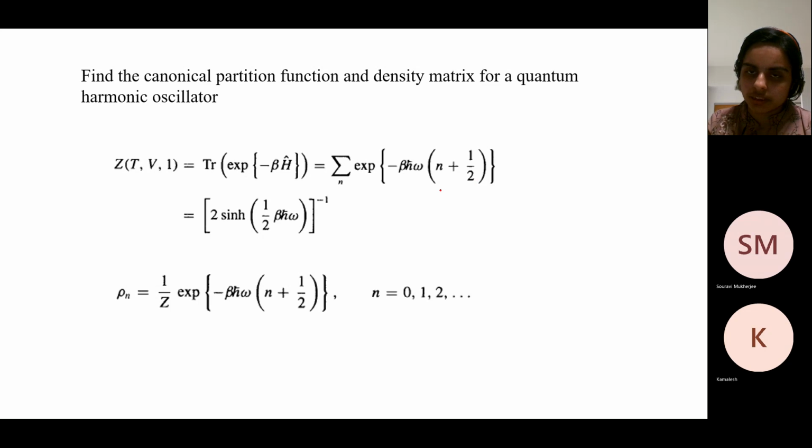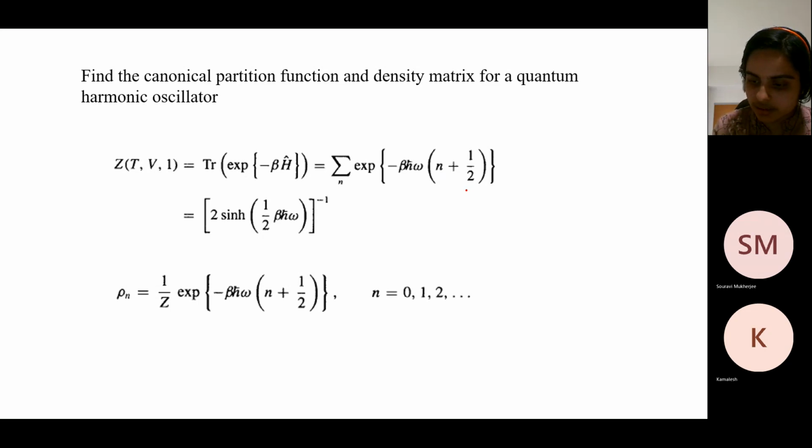Yes, ma'am. So what you will do here is, the first term will be e to the power beta h cut omega by 2 plus e to the power minus beta h cut omega by 2 plus e to the power minus beta h cut omega into 3 by 2, right? Like that. Then you take e to the power minus beta h cut omega by 2 common. So what you get is 1 plus e to the power minus beta h cut omega, and so on.